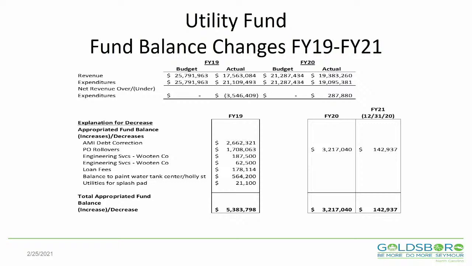The one big thing that happened in 2019, and it was an error that had occurred sometime in 18, was that it was given as a rollover of $2.7 million for AMI. It was debt proceeds. Well, the debt proceeds had come in the prior year, so you can't double count it. So what ends up happening is it is an appropriation of fund balance. That, with the PO rollovers, is the lion's share of the $5.383 million that got appropriated in fiscal 19.